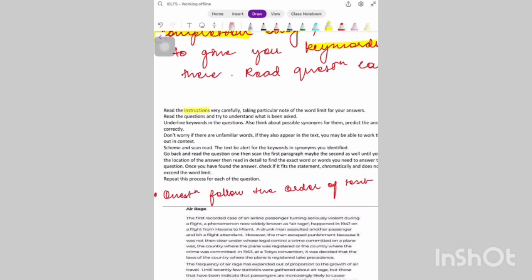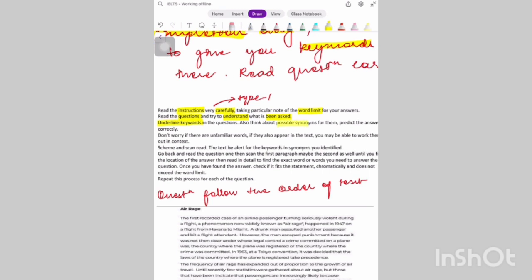Take particular note of the word limit for your answers. This is specifically true for type 1 questions, where you will not be given any pre-selected list of options. So you'll have to write the answer, and you should keep the word limit in mind. Read the questions carefully and try to understand what is asked. Once you have done that, underline the keywords in the question and also think about possible synonyms for them. Try and predict the correct answer.